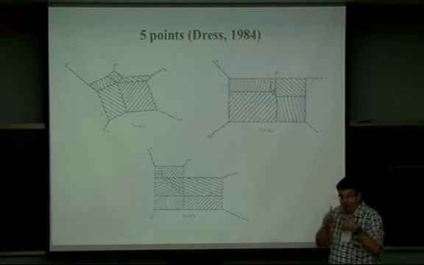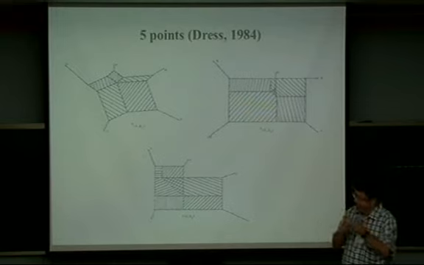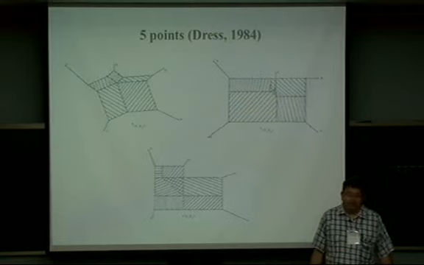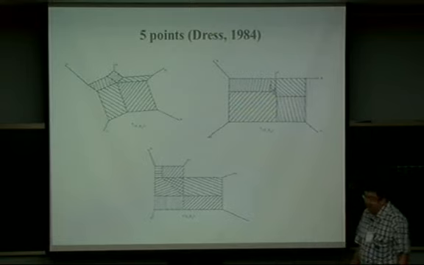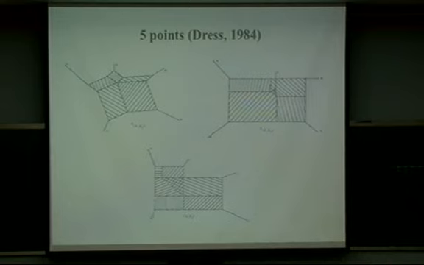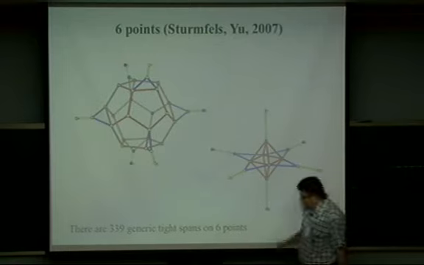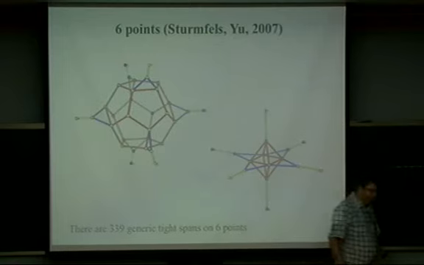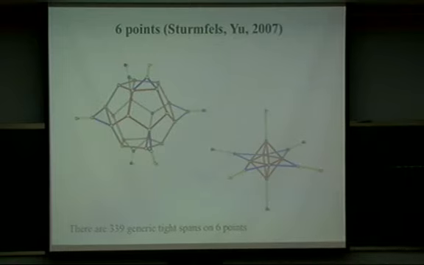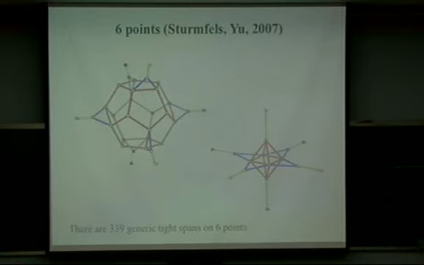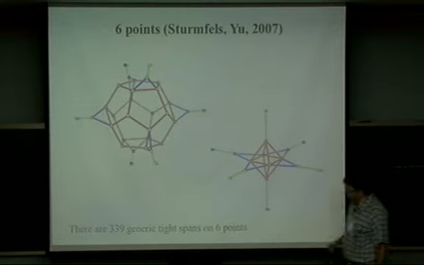1 on 2, 1 on 3, 1 on 4, 3 on 5. Any guess on 6? Nobody. 5? 7? No. 339. So it goes very fast, and that was done by Sturmfels and you in 2007. So this was done. And then I don't know that we can do 7 points.